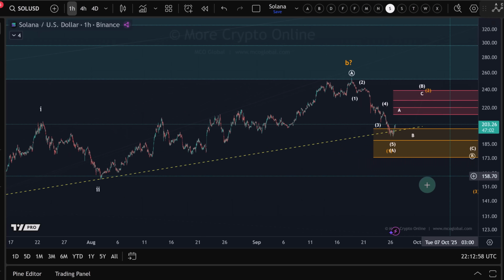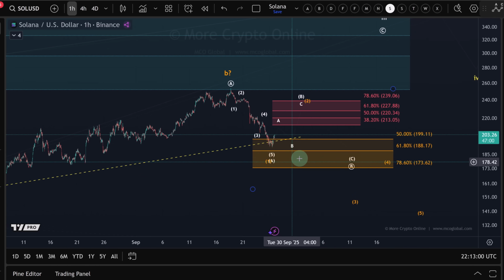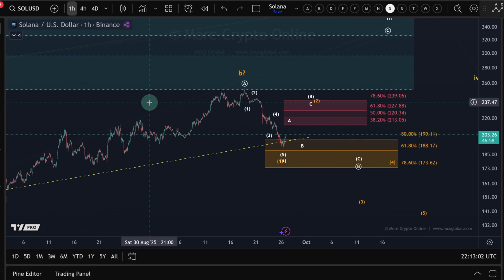So we see the bounce from our zone, and I want to only take a look at the shorter time frame in this video. Now, you will see that on this chart we have a 5-wave decline into a support zone. We've already marked the zone a few days ago here, between $173 and $199, because the assumption was that we get a reaction there. We have now seen a reaction.